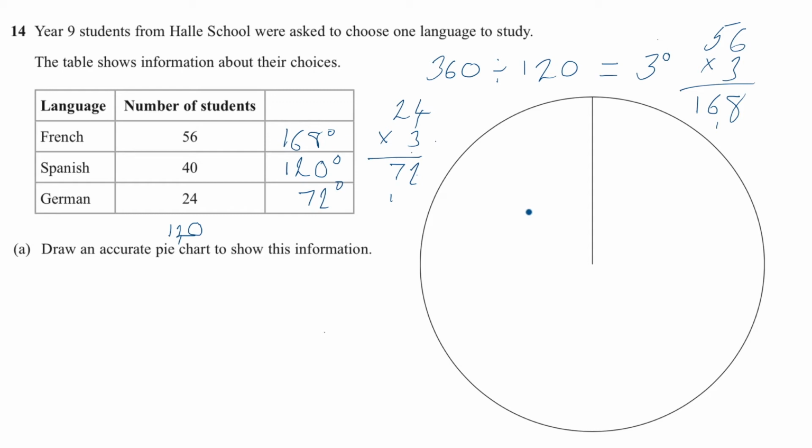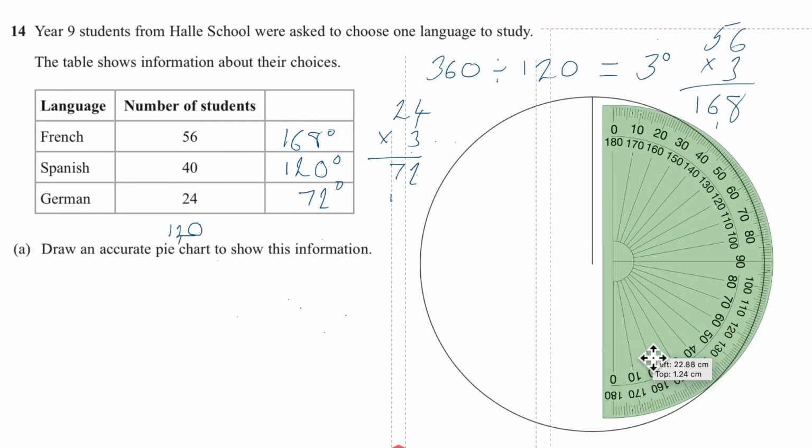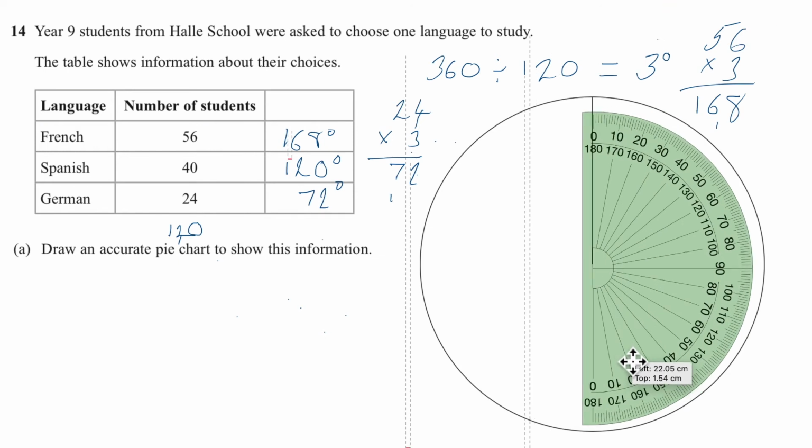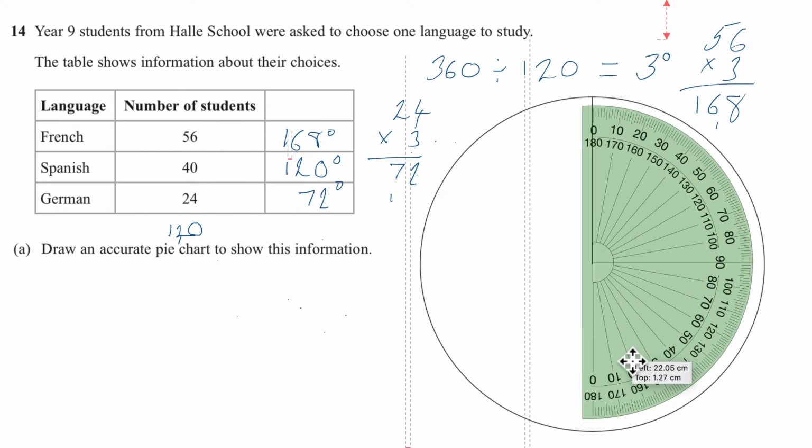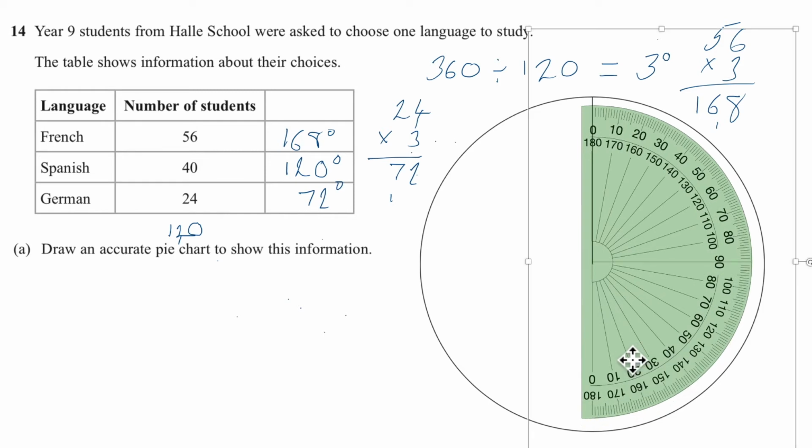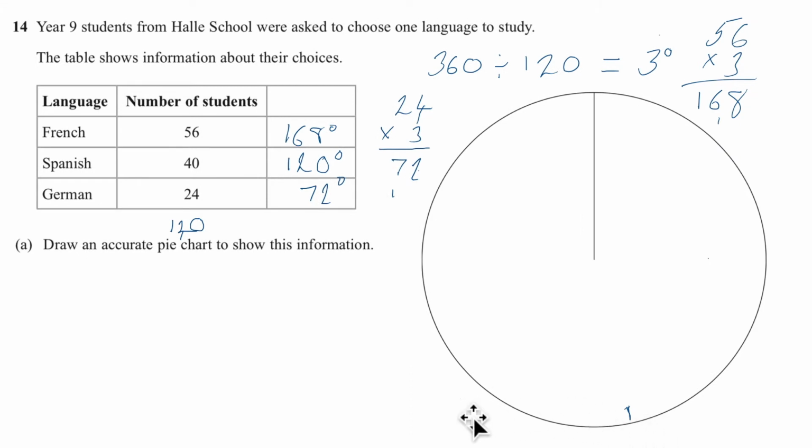Now, we've got to draw the pie chart to show this, so we'll need to get a protractor. You need to place your protractor exactly in the right spot, and you can see that the crossbar of the protractor has to go at the end of that line there, and then we can read round 168 degrees. Which is there. So we've got a marker there that we made using the protractor. So now we're going to draw a line from the center out to our marker. And we now know that this section is the section for French. So let's write that in now.